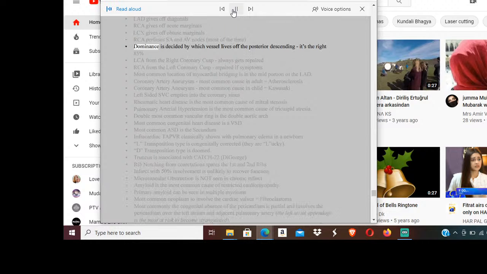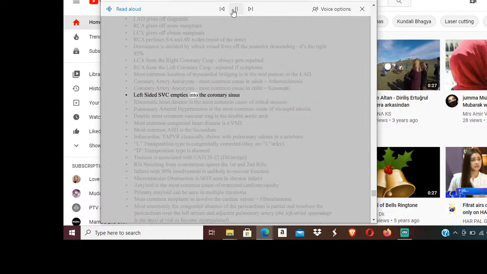Most of the time, dominance is decided by which vessel gives off the posterior descending. It's the right, 85%. LCA from the right coronary cusp always gets repaired. RCA from the left coronary cusp, repair if symptomatic. Most common location of myocardial bridging is in the mid portion of the LAD. Coronary artery aneurysm, most common cause in adult equals atherosclerosis. Coronary artery aneurysm, most common cause in child equals Kawasaki.